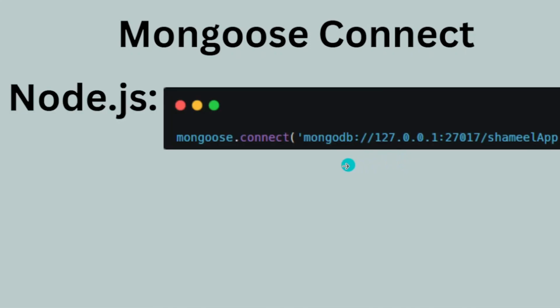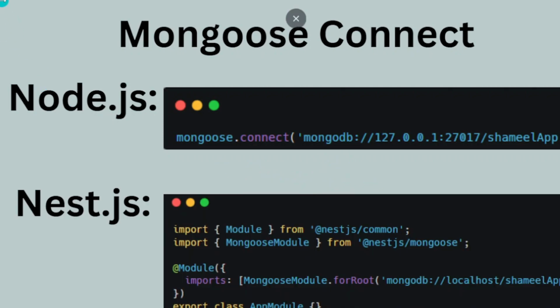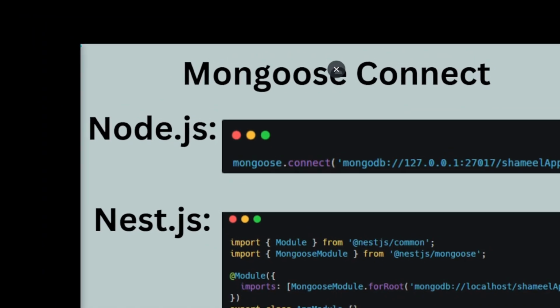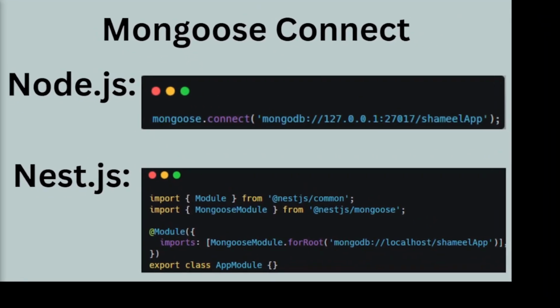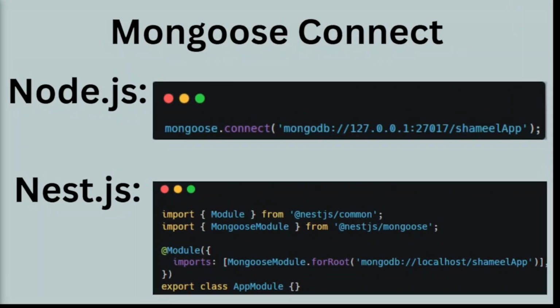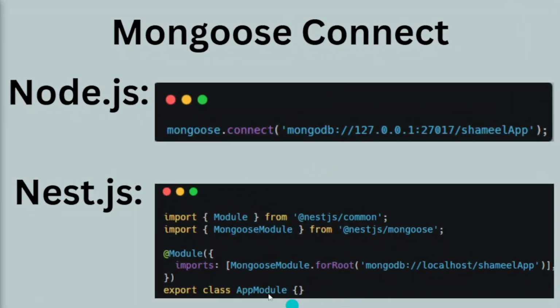So how would you connect Mongoose? In Node.js, you would simply use something like mongoose.connect with the app URL, something like this. Let me just resize this a bit. But in Nest.js, you would be using something like this.